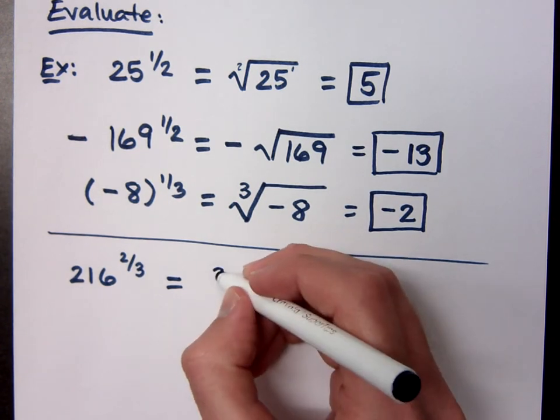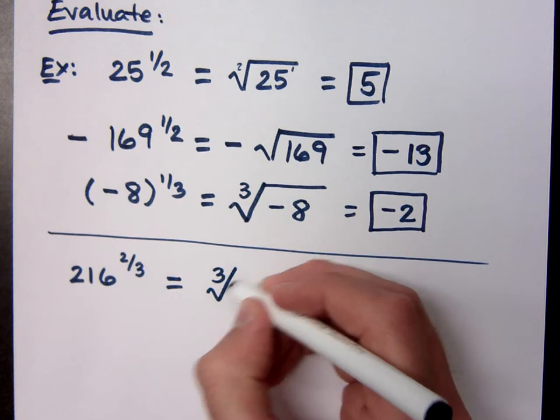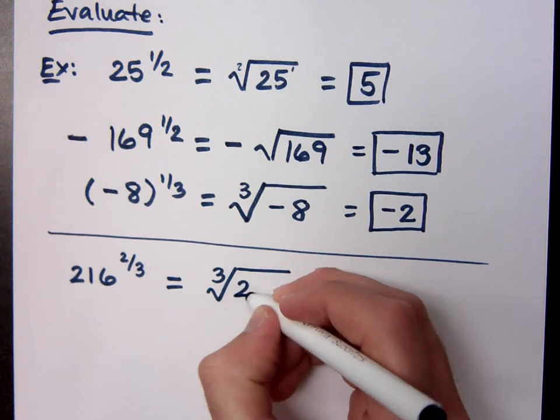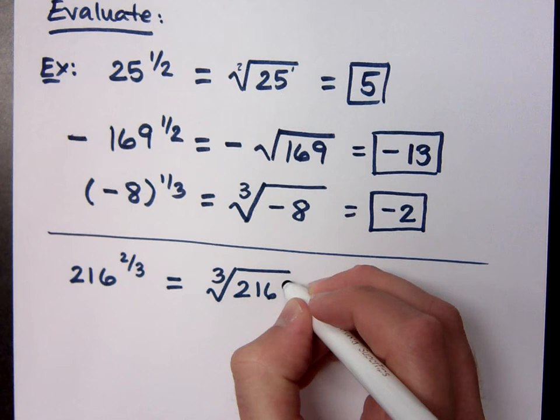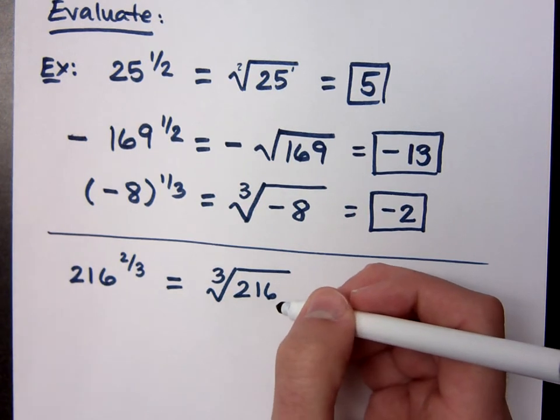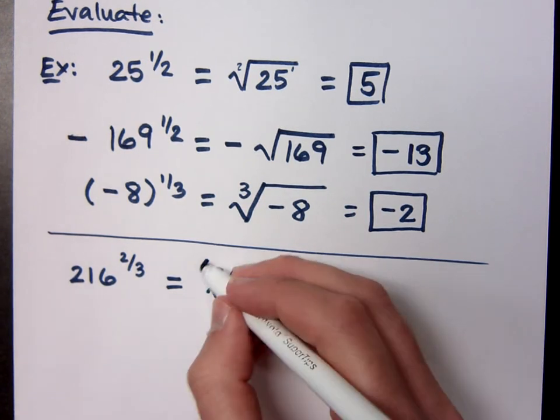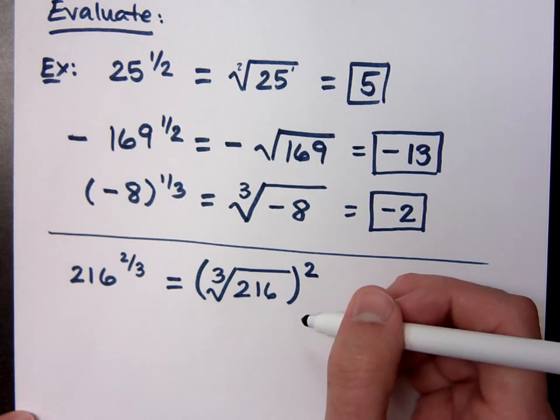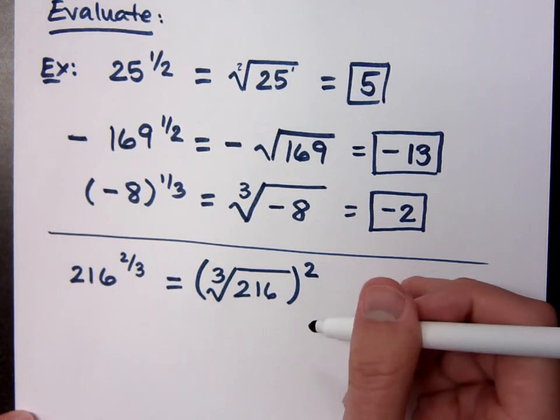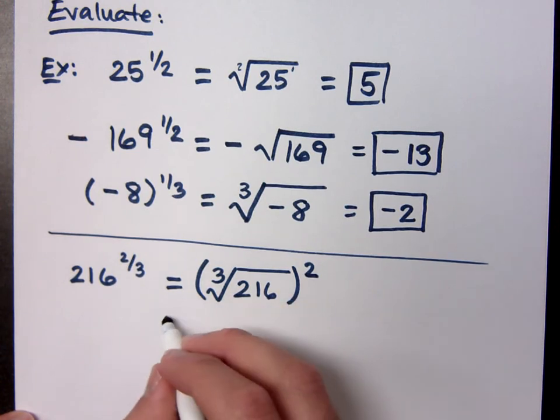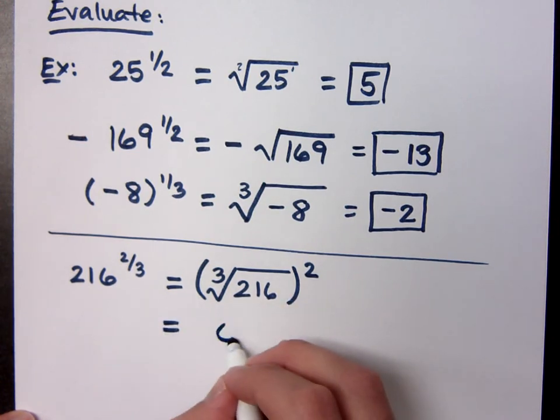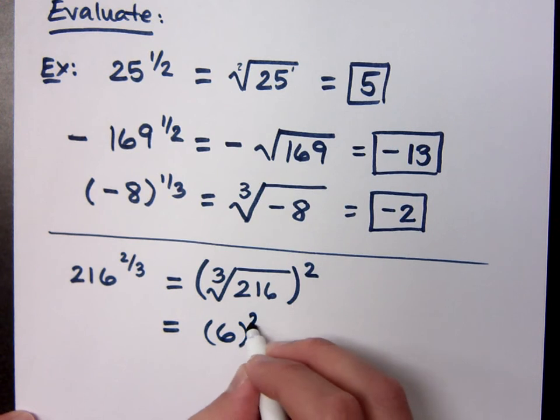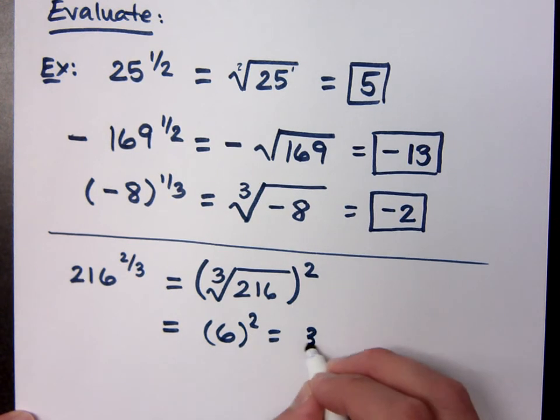You know you're talking about the cube root, right? Now you've got two choices here. Do you want it to be 216 squared, or do you want to do the cube root first and then square? If you have a list of your squares and cubes, it's really easy to work out. What's the cube root of 216? 6. And then what's 6 squared? 36.